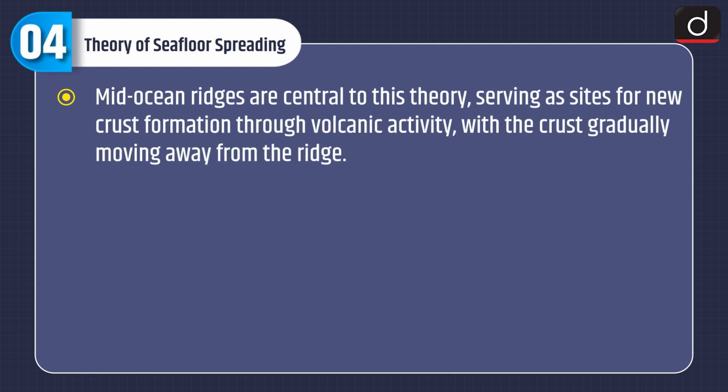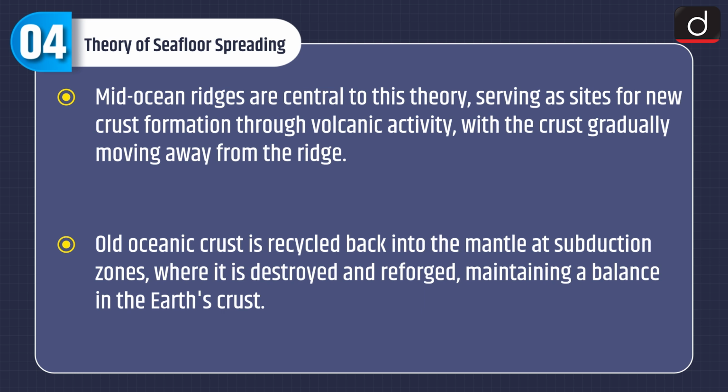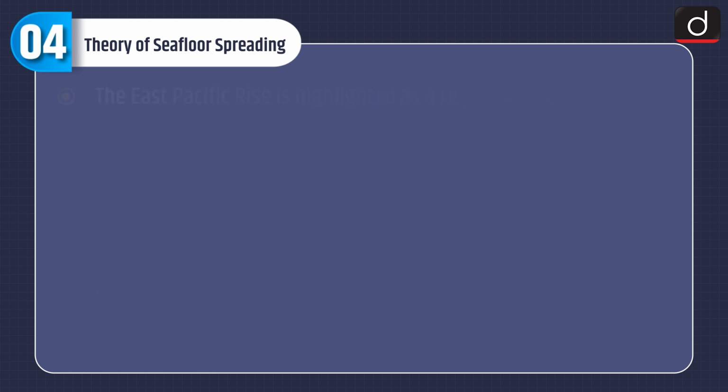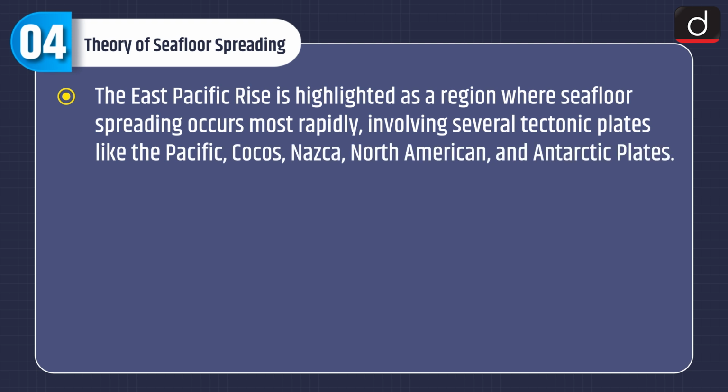Mid-ocean ridges are central to this theory, serving as sites for new crust formation through volcanic activity, with the crust gradually moving away from the ridge. Old oceanic crust is recycled back into the mantle at subduction zones, where it is destroyed and reforged, maintaining a balance in the Earth's crust. The East Pacific Rise is highlighted as a region where seafloor spreading occurs most rapidly, involving several tectonic plates like the Pacific, Cocos, Nazca, North American and Antarctic plates.